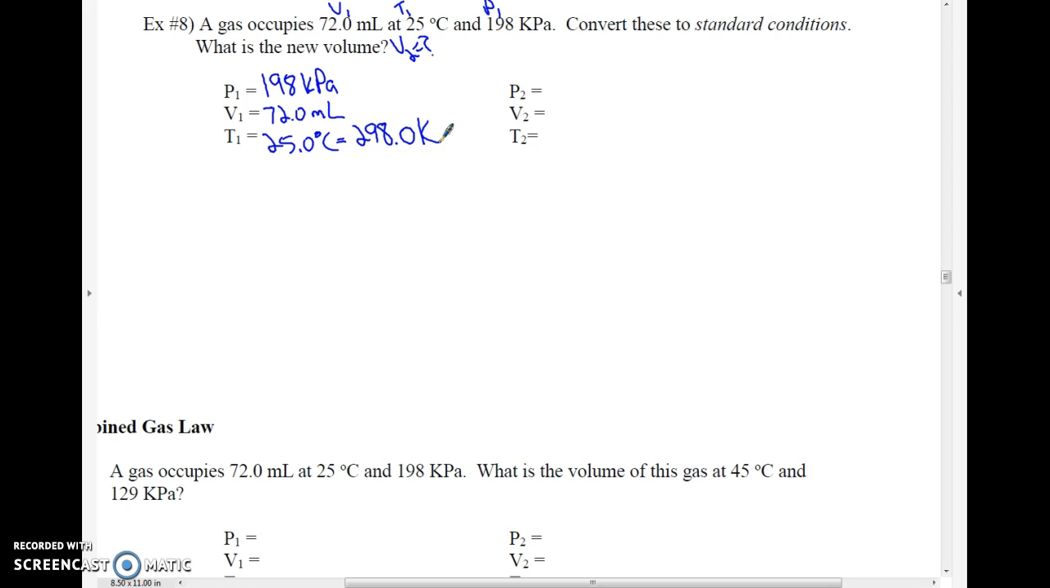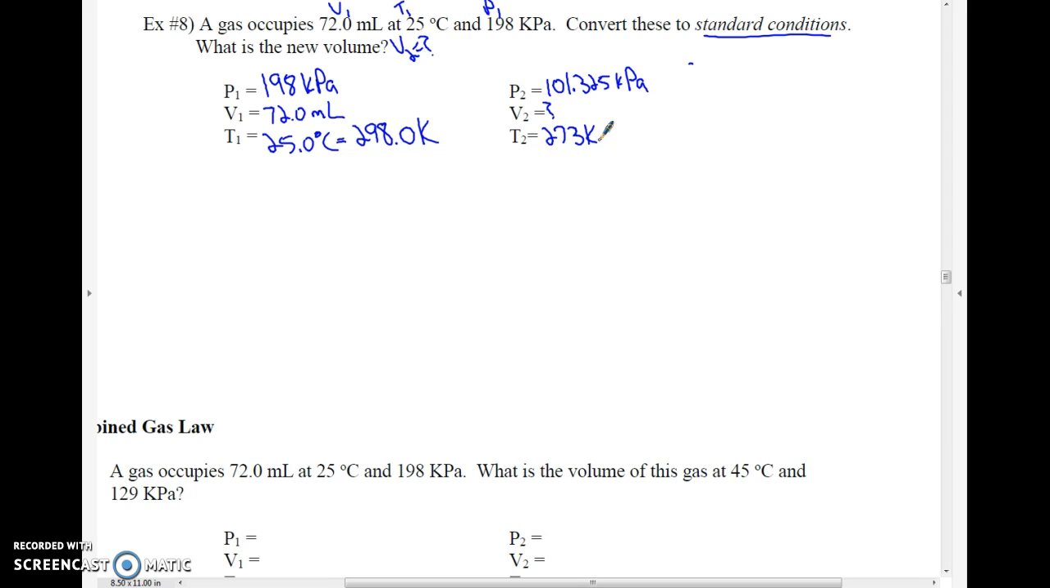All right, the pressure, P2. Now, it doesn't give us a number for P2, but it says standard conditions. So since we start off with kilopascals, I'm going to use the standard pressure for kilopascals, 101.325 kilopascals. V2 is what we're looking for. T2, standard temperature, is 0 degrees Celsius, which is 273 Kelvin.